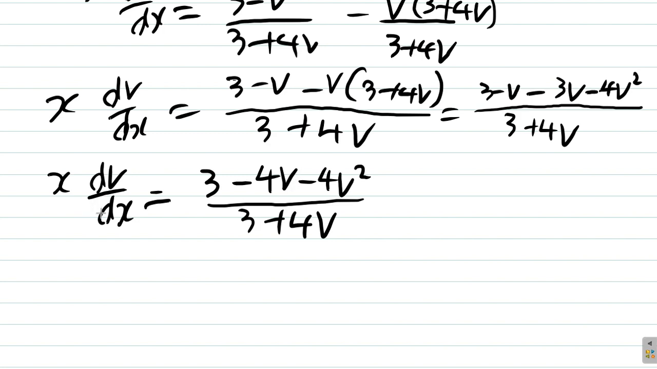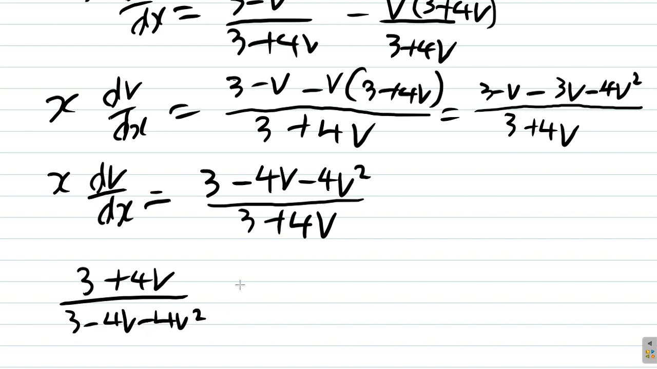Now what do we do? Let's multiply both sides by 3 plus 4v. So we have only v's, numbers and v's on the left. So we want a function of v, dv, on the left. So 3 plus 4v, and divide by 3 minus 4v minus 4v squared.